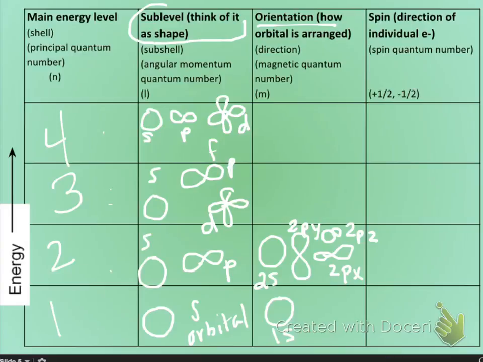Okay, so we're on the second level. Great. Oh, we're in a p orbital. Great. Which one? Okay, she's in Chubb Hall. Fantastic. She's on the second floor. Good. Which room?